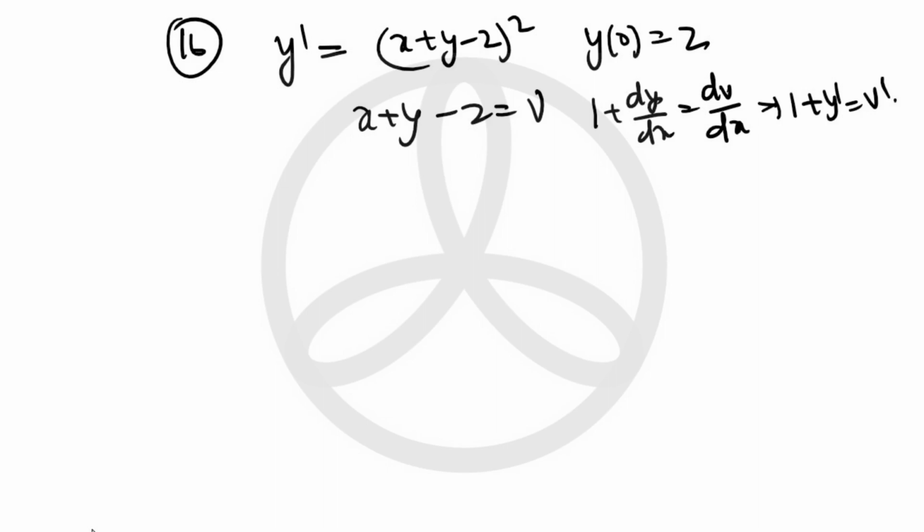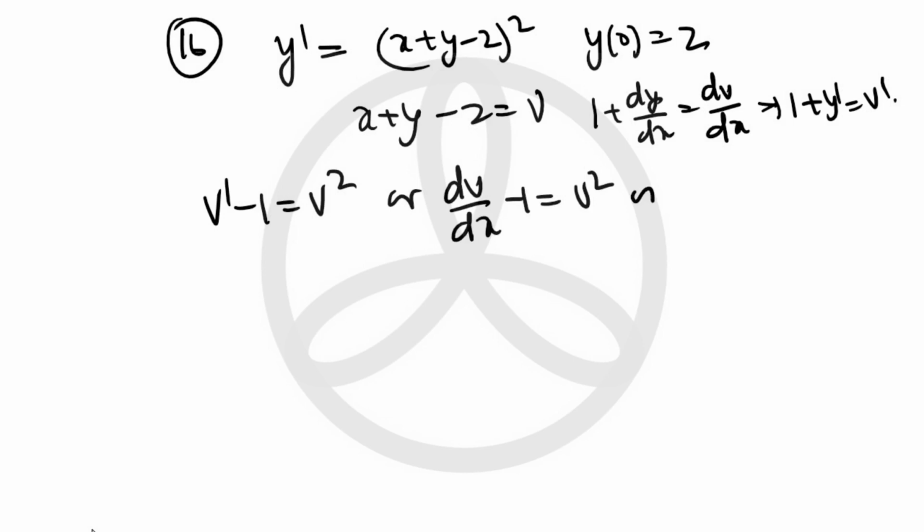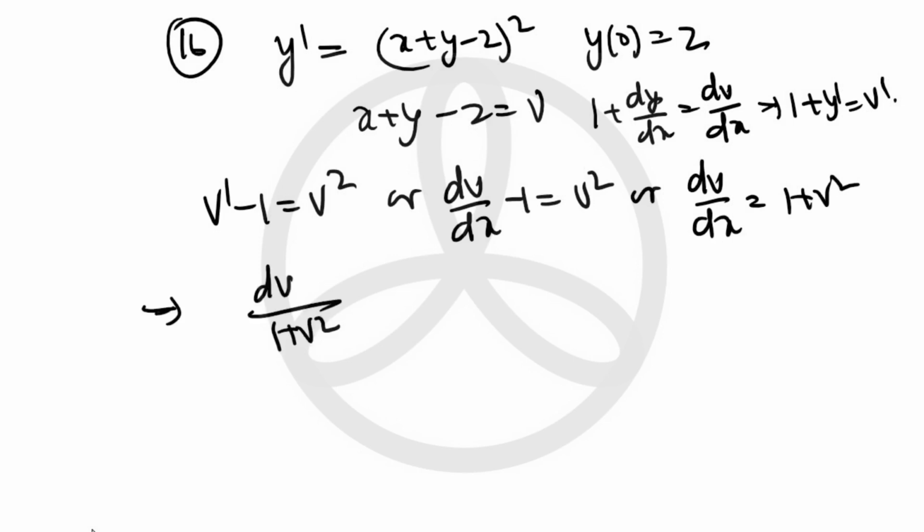So instead of y prime, we can write v prime minus 1, and this is v square, or dv/dx minus 1 is equal to v square, or dv/dx is equal to 1 plus v square. This will give us dv/(1 plus v square) is equal to dx. Now we apply integration here.